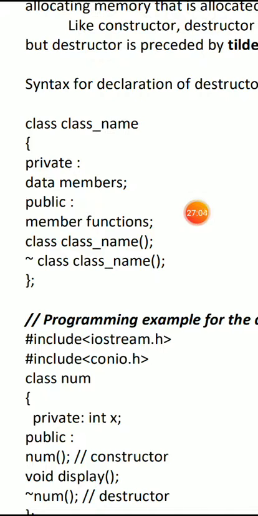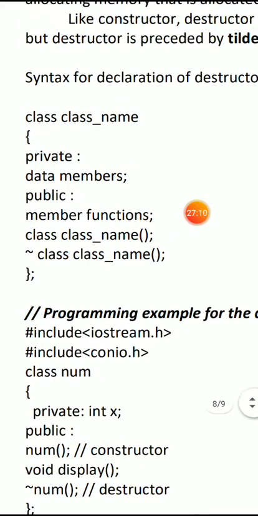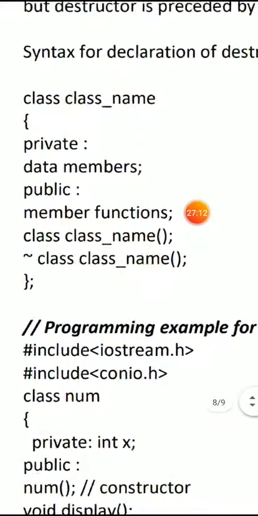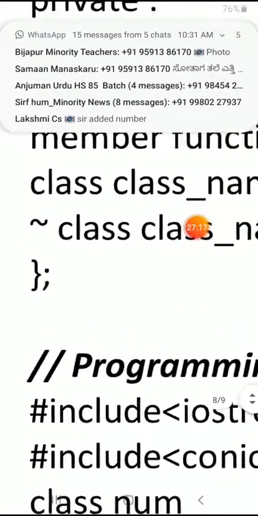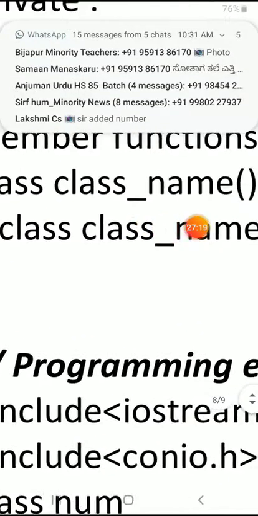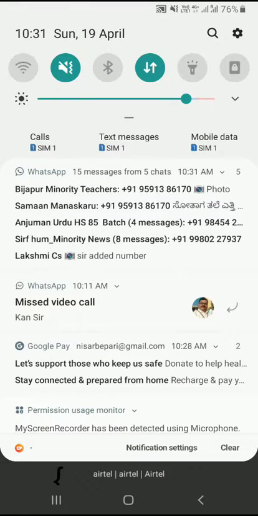So inside the class you can define the constructor and destructor, and here the constructor and destructor are declared. The class keyword is extra here, remove this part. Only the class name you have to use. In the notes also you have to make that correction.